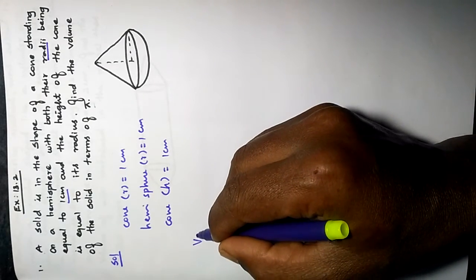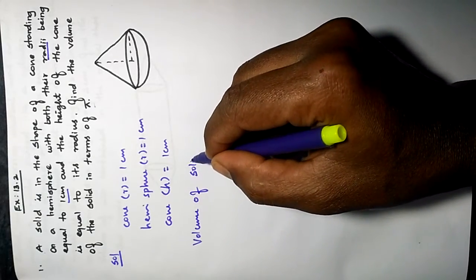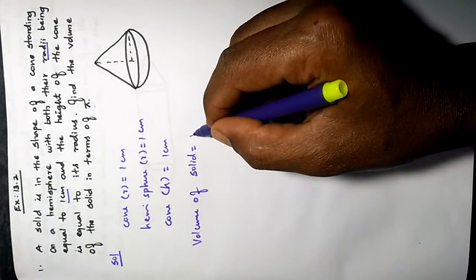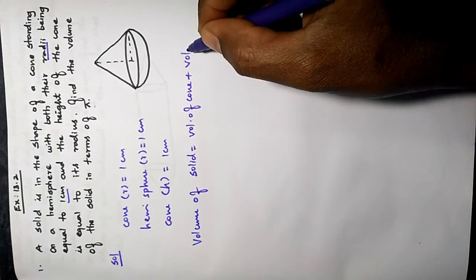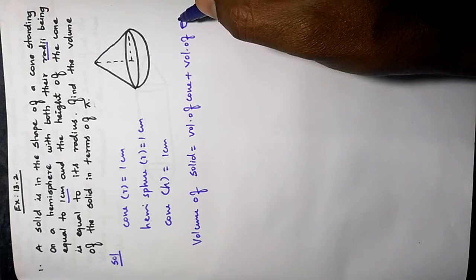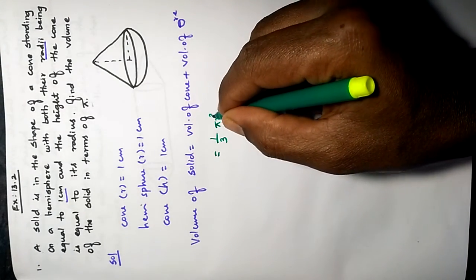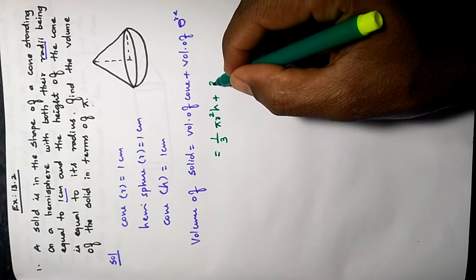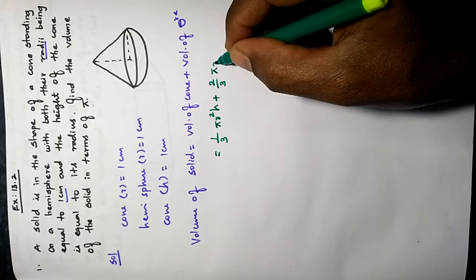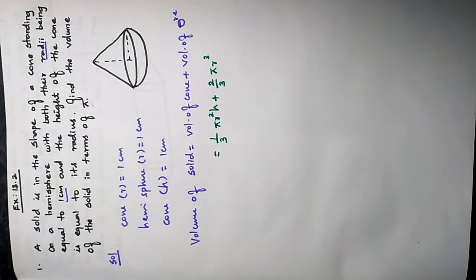Let's apply the formula. Volume of solid equals, there are two shapes, volume of cone plus volume of hemisphere. We know that formula. Volume of cone is 1 by 3 pi r square h, and the volume of hemisphere formula is 2 by 3 pi r cube. So these are the volume formulas.